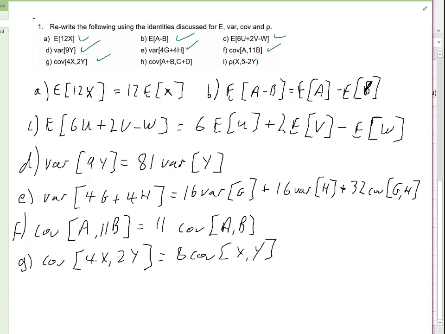Okay, then this one might need to be done in a couple of stages. Covariance of 2 random variables added together with another 2 random variables added together.